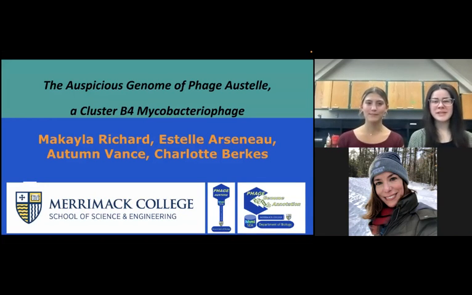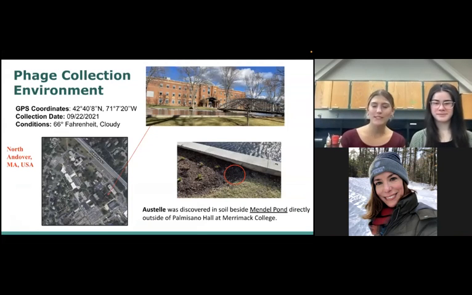Today we will be talking about the auspicious genome of phage Austelle, a cluster B4 mycobacteriophage which was discovered fall 2021 at Merrimack College. We are the students who discovered Austelle. Our phage was discovered in the mulch bed soil beside Mendel Pond, which is a man-made pond that is directly outside of Palmisano Hall at Merrimack College.